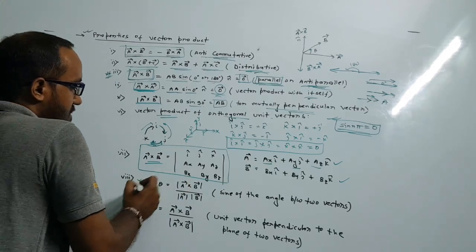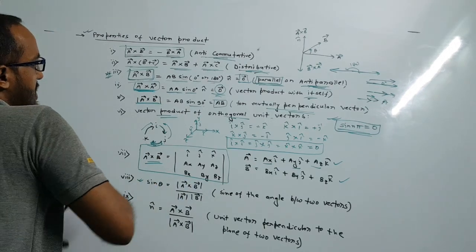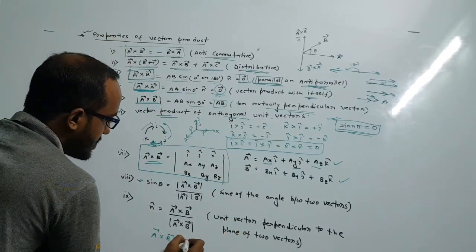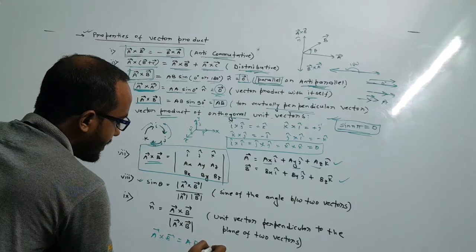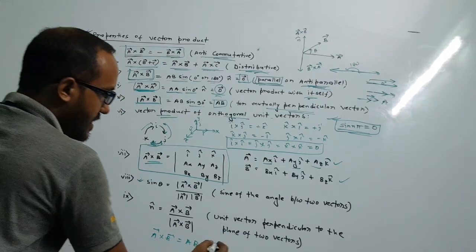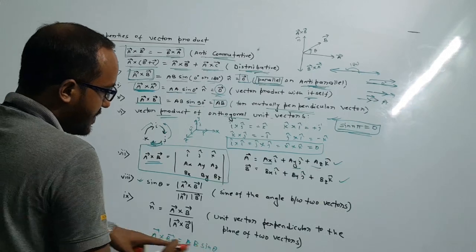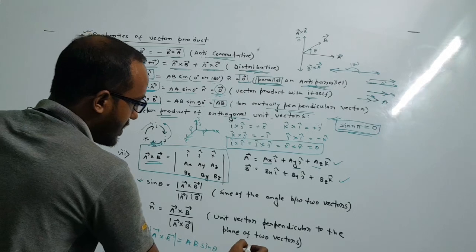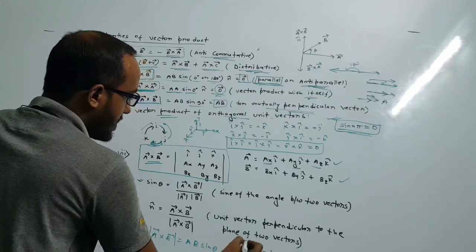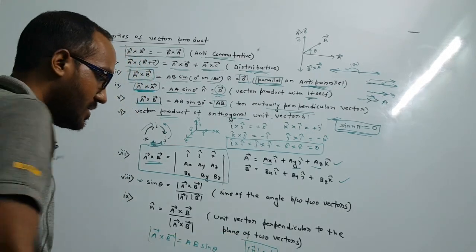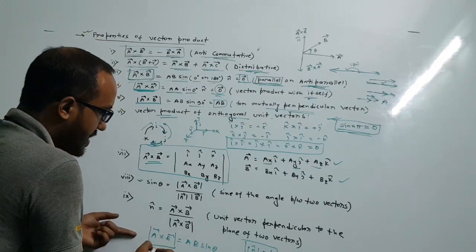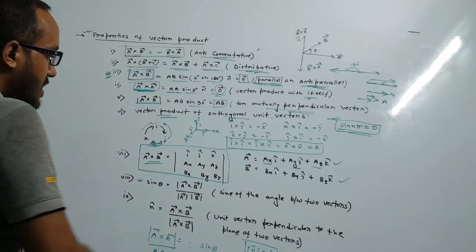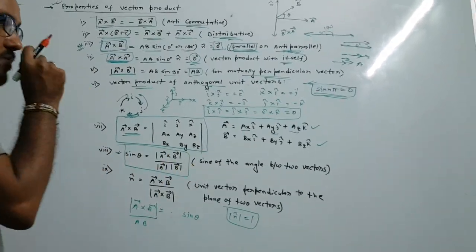Now if we want to find the sine of the angle between two vectors, we know that A cross B equals AB sin theta if we ignore the unit vector. So sin theta would be the mod of A cross B divided by AB. We are finding the magnitude, which is why we take the mod, and the magnitude of a unit vector is 1. So mod of A cross B divided by AB equals sin theta, the sine of the angle between two vectors.